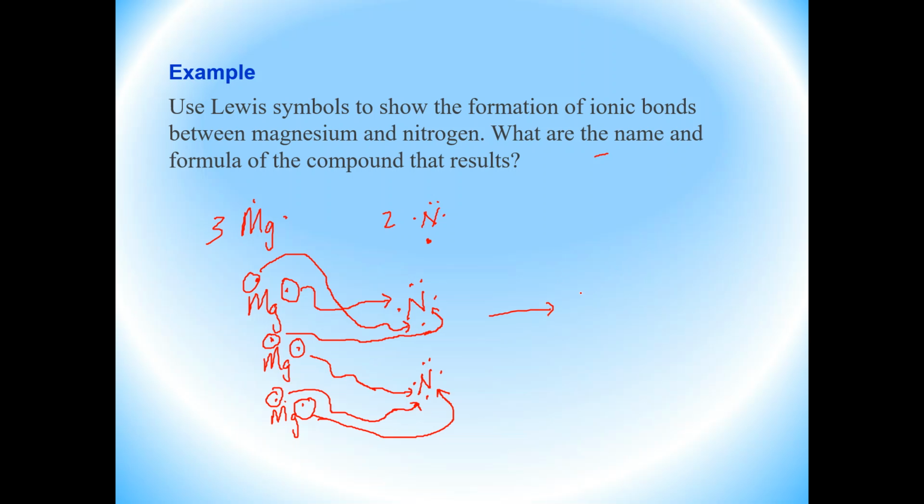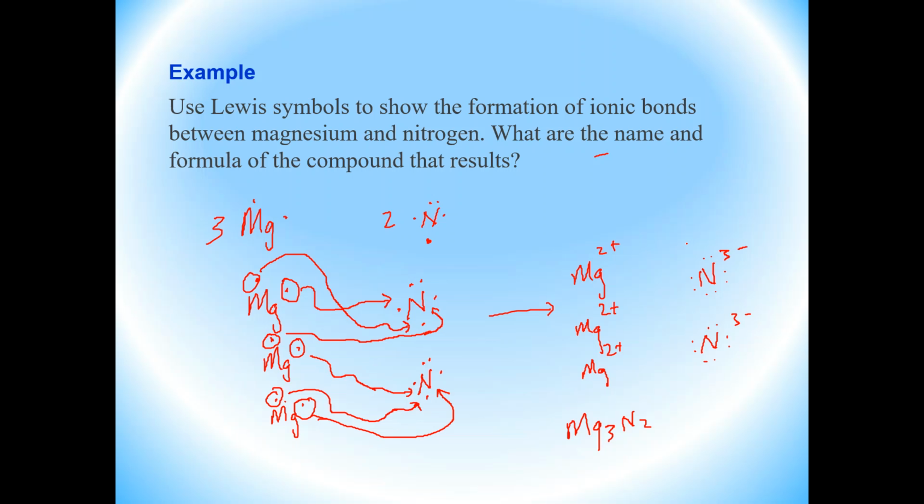you're going to have 3 magnesium ions and 2 nitride ions. And each nitride ion will have 8 electrons, an octet, on its valence shell. So that's why the formula for magnesium nitride ends up being Mg3N2. All right? So that's basically how we use Lewis symbols to show the formation of an ionic compound, in this case, magnesium nitride.